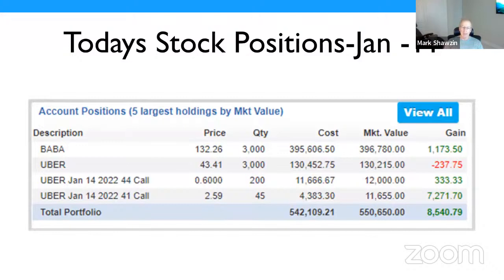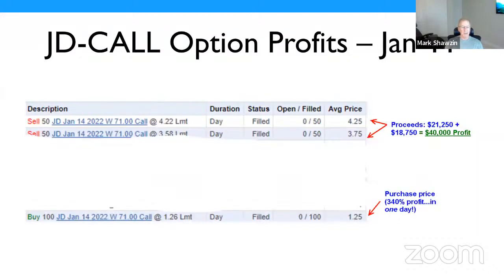So you can see I came in long yesterday, these JD calls. I blew them out today. I made almost $200,000. So here's yesterday, I bought 100 call options, the 71 call options at about $1.20. And I was filled actually at $1.25. That was my cost basis.